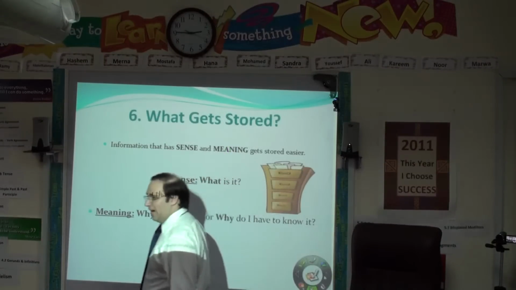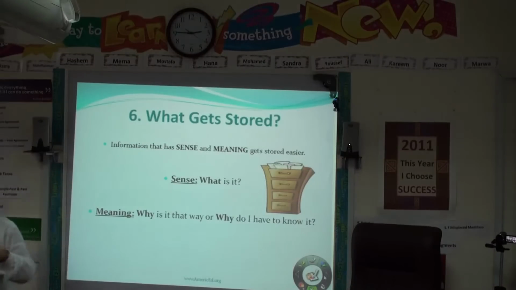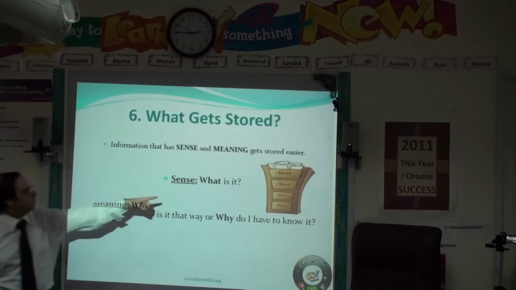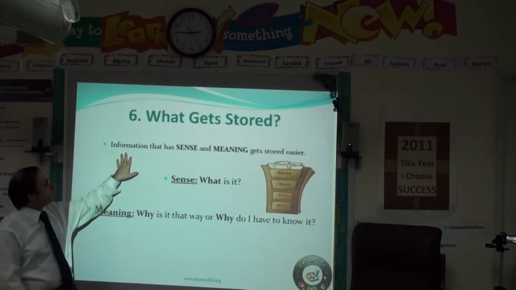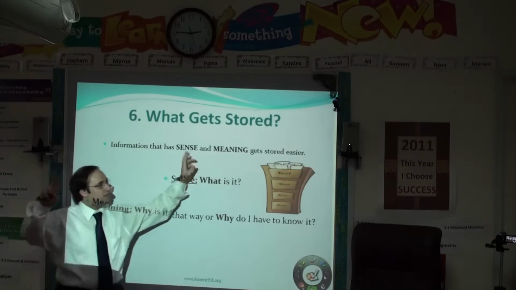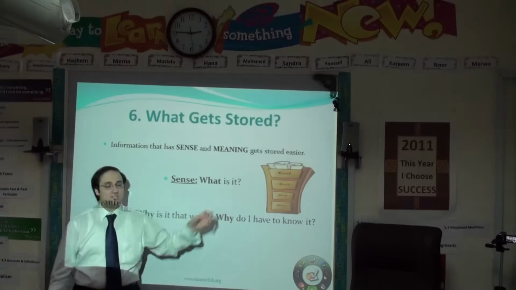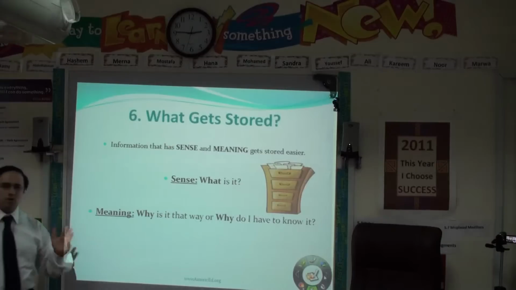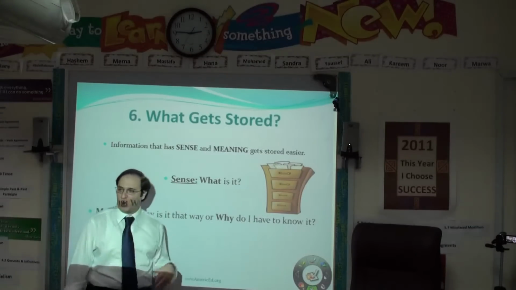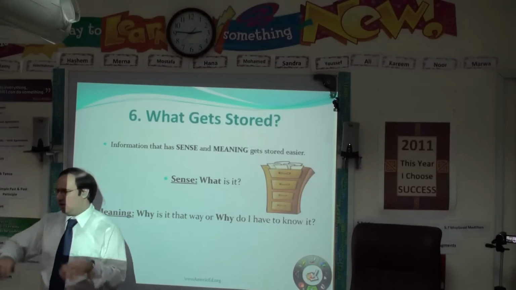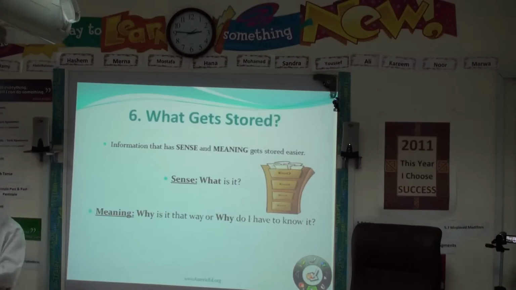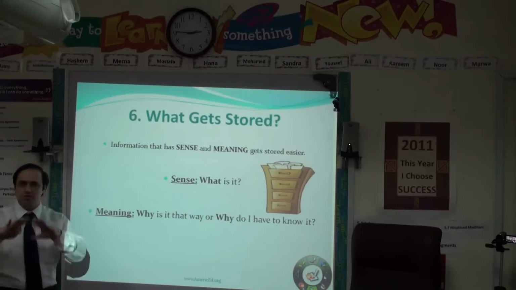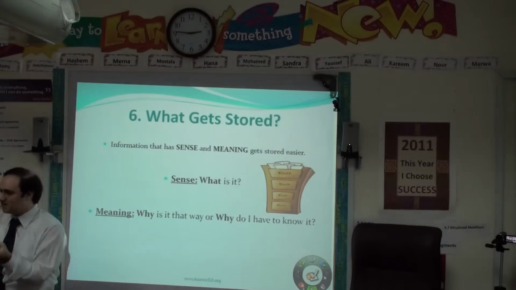What gets stored? Now, before was what gets into our memories. Now what gets stored? What's going to go into the long-term memory, to the file cabinet? The thing that will go into our long-term memories is information that has two things, sense and meaning. What is sense? Sense means, what is it? What is this thing I'm learning? So, today we're going to learn about the solar system. Give me sense. What is the solar system? It's the sun and its planets. This is called the solar system. And the planets have moons. This is a solar system. So you know what it is.